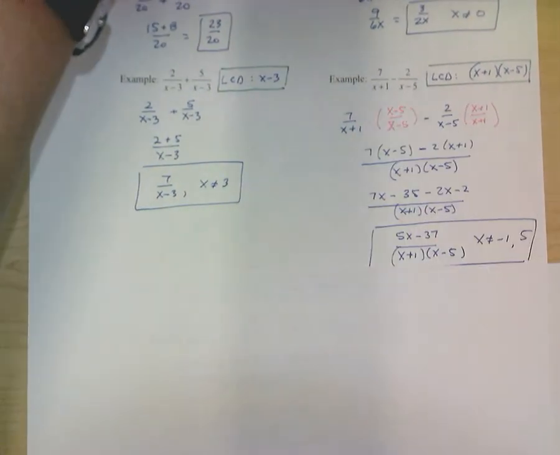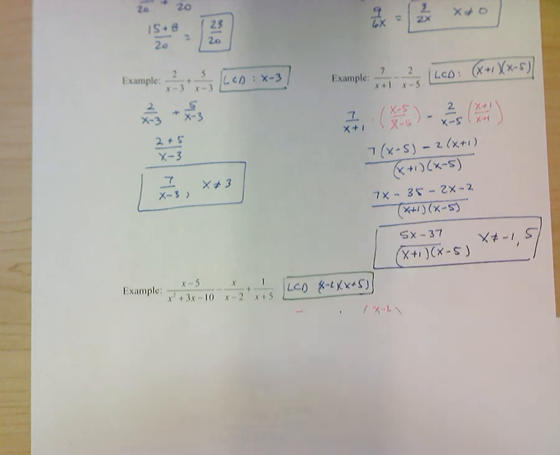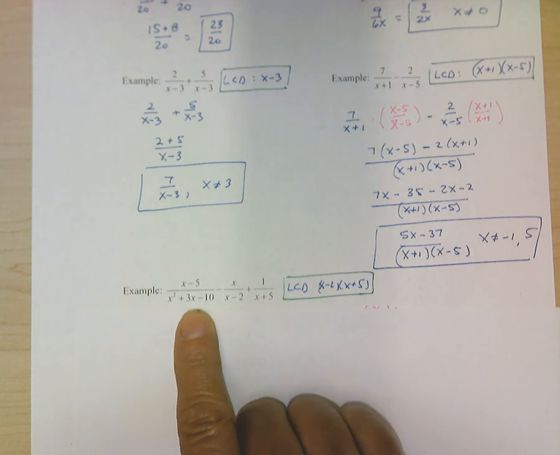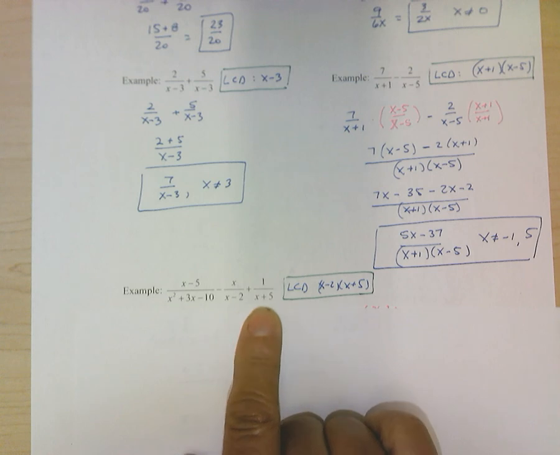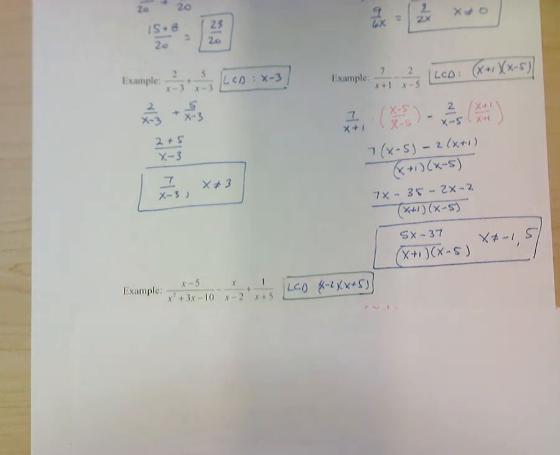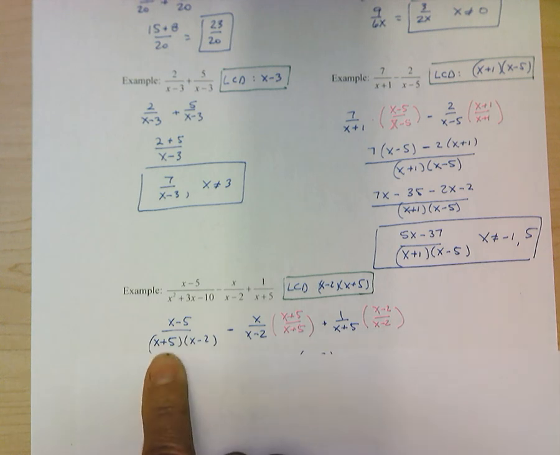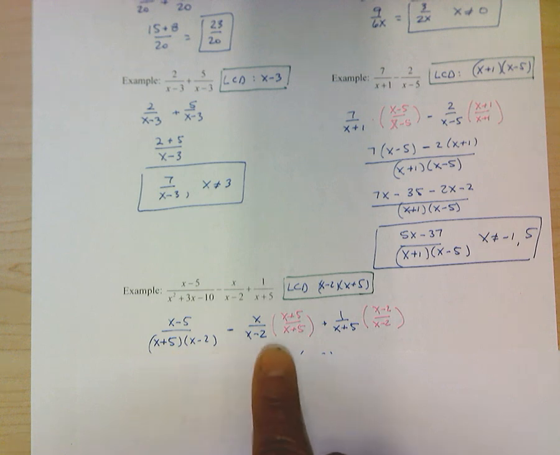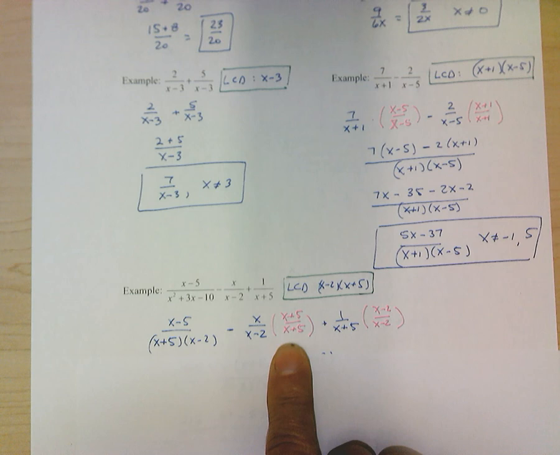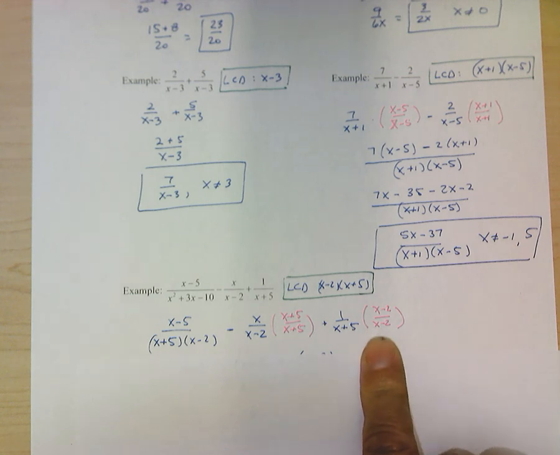And my last example for adding and subtracting has got a lot more going on. My denominators are x squared plus 3x minus 10, x minus 2, and x plus 5. I know when I factor, I can factor this x squared plus 3x minus 10 into x plus 5 and x minus 2. So that means my least common denominator is going to be x plus 5 multiplied by x minus 2. So I've multiplied this first group by x plus 5, the second group by x minus 2.